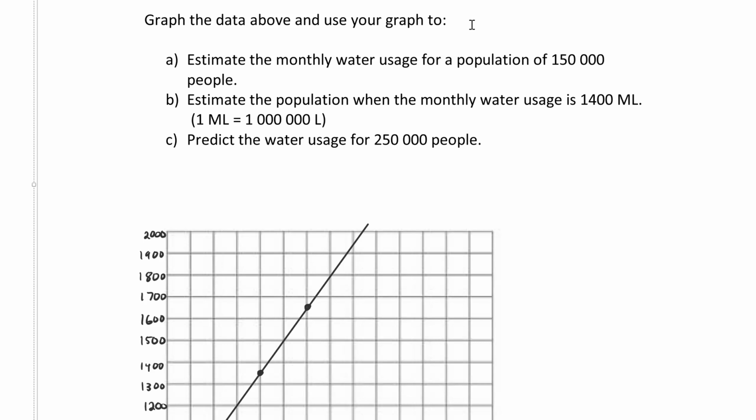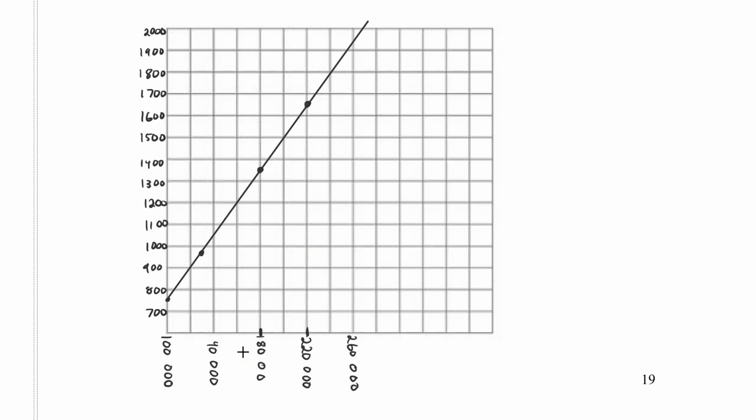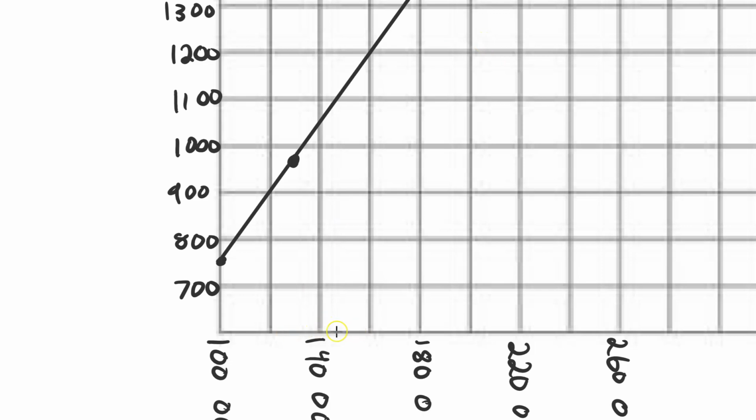Now that we have that graphed, it says to estimate the monthly water usage for a population of 150,000 people. So 150,000 people, I'm going to choose a different color here. Go back to my shapes. I'm going to take out my shape tool again. I'm going to find on the graph, on the X, where my 150,000 would be. So 150,000 is going to be right here in the middle, going up from there, and right there. Extend that across.